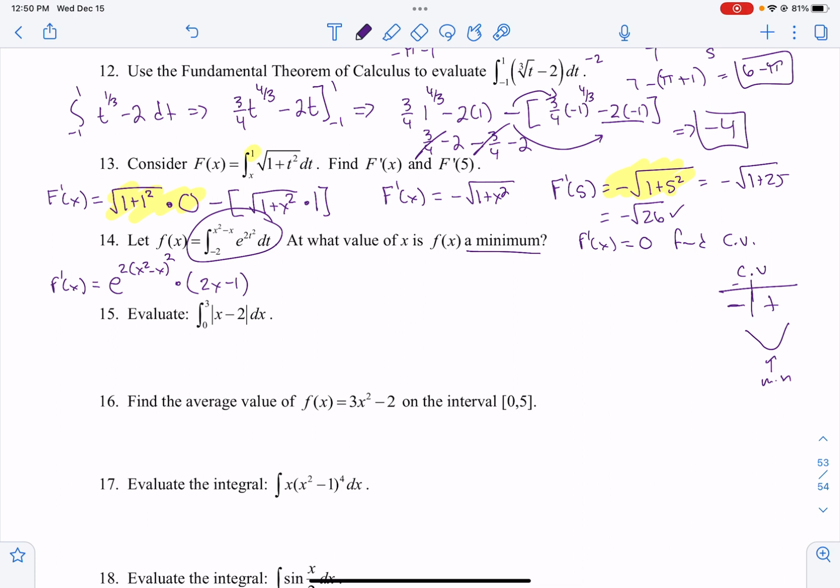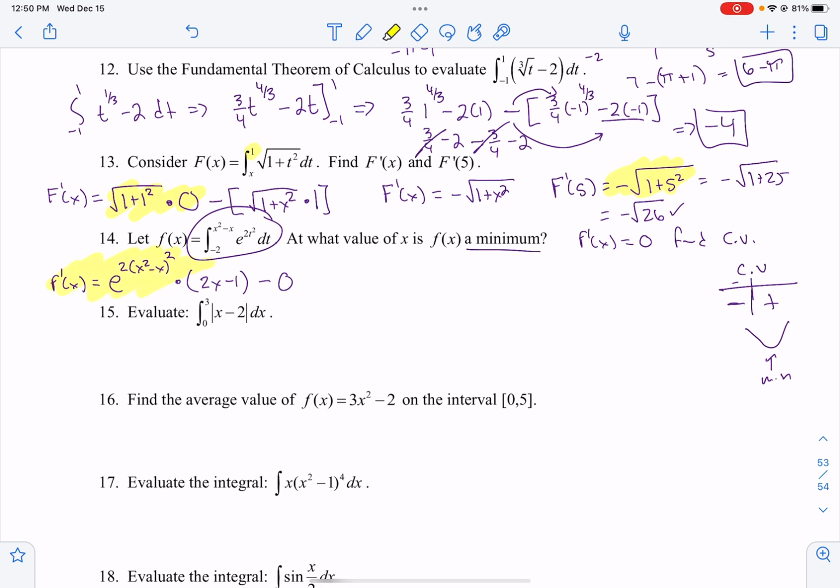Now I plug in the bottom, but the bottom is just a constant. So I'm not going to go through the work of plugging in the bottom because I know I'm just going to end up with minus 0, because I'm going to multiply by the derivative of the bottom, which is 0. So it's all going to go away. So really, this is all I'm worried about right here. Now I need to set that equal to 0. So I need e to the 2x squared minus x squared, wow, times 2x minus 1. I want that to equal 0.